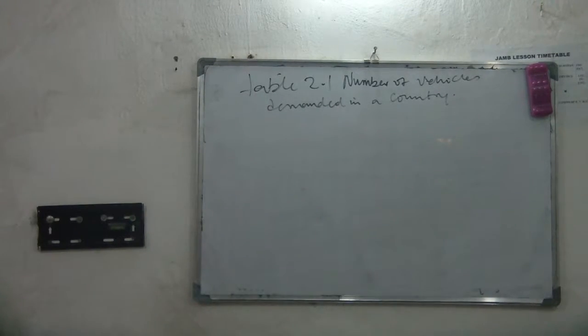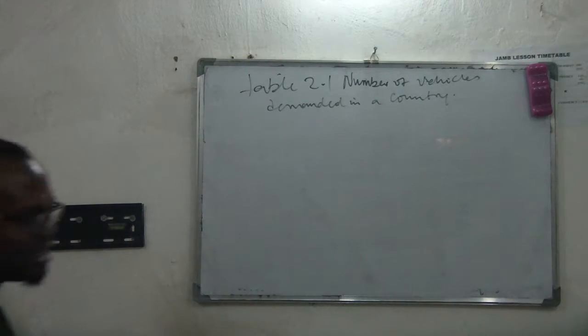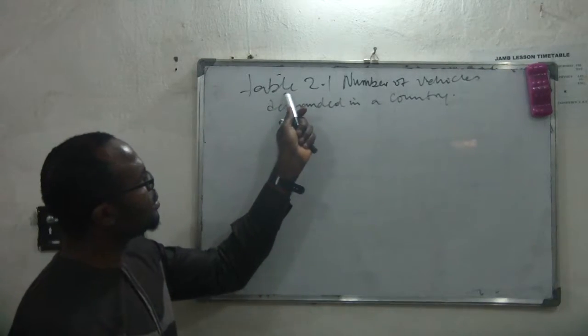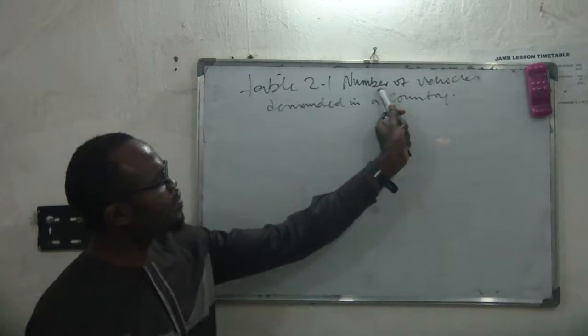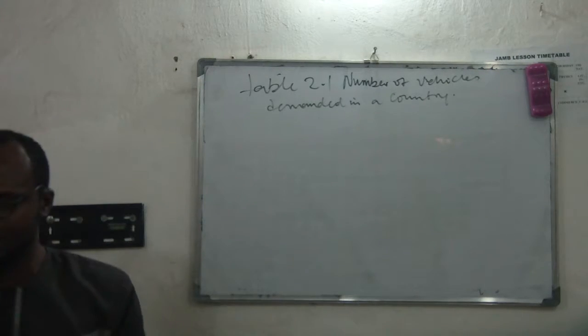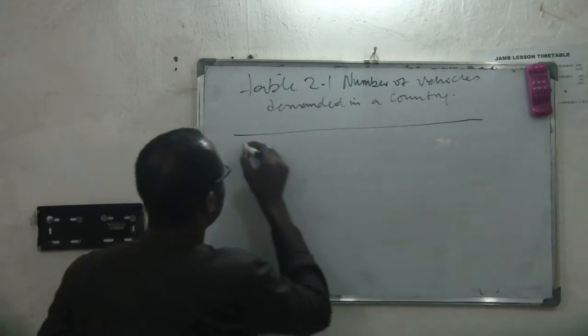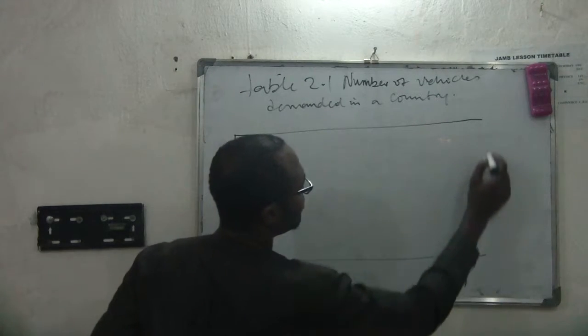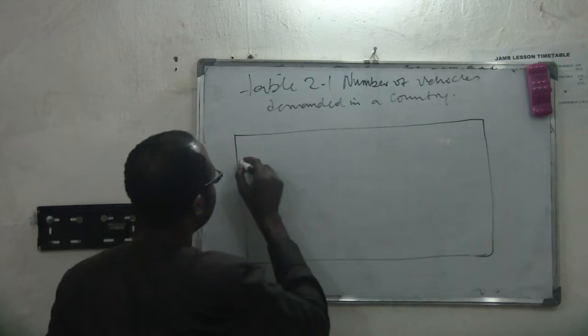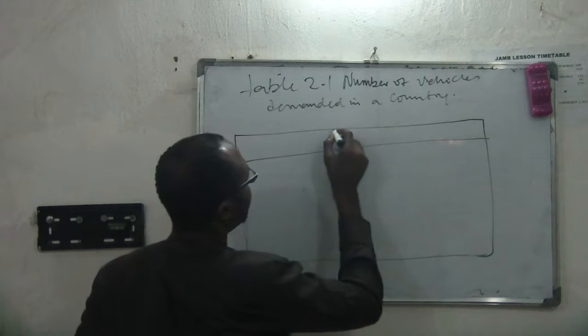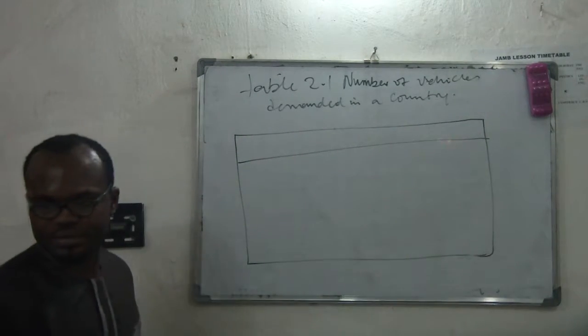Number of vehicles demanded in a country. Is that clear? This is the table number, and this is the title of the table. So you draw the table. We say that a table is made up of rows and what? Take your notes. A table is made up of rows and what?